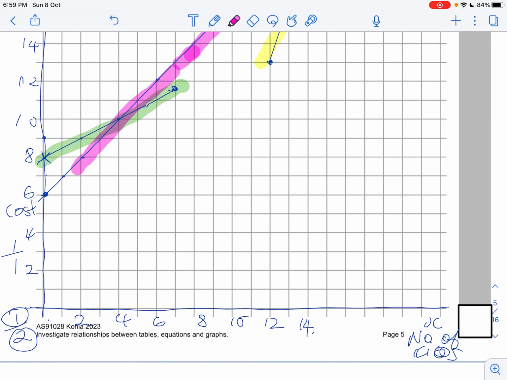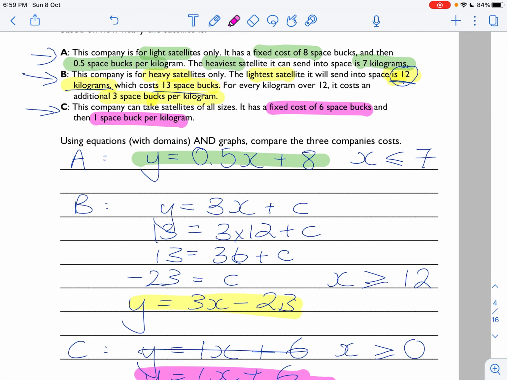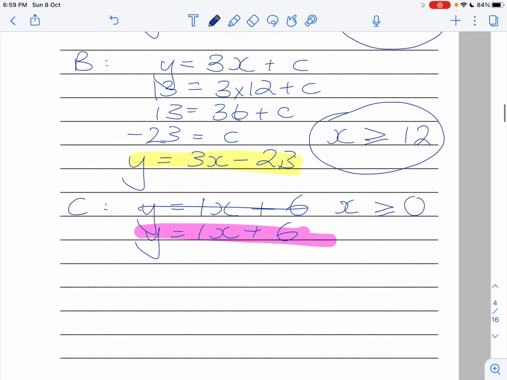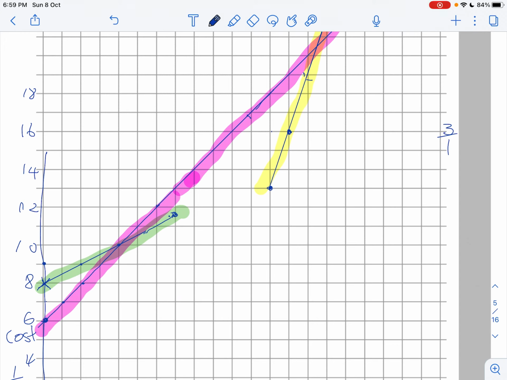Okay, so we've got our 3 graphs. Now what it asked us to do was use the equations with domains. So these are the domains, these are our restrictions. Compare the 3 companies' costs. So we want to know what's cheapest, and it's easier to do from the graph. So the graph of A and C, this is A and this is C.